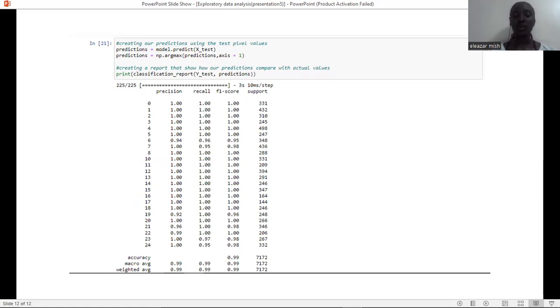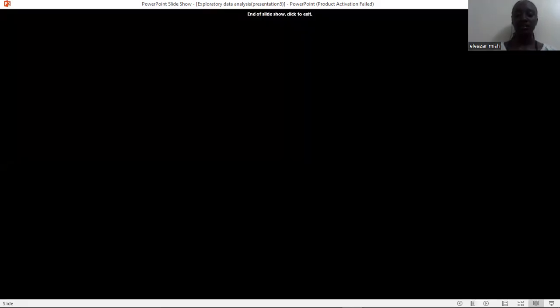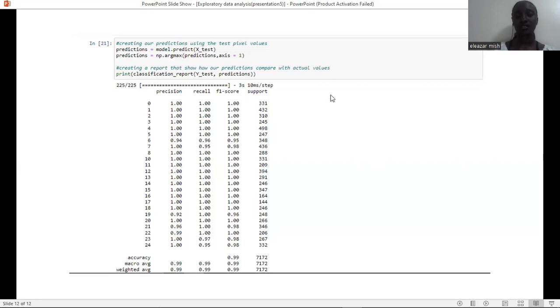So then we compare these different sets to get the accuracy of the model, which is what is shown in this output, how accurate the model is. So according to this, it's 0.99, which is basically 99% accurate. So my model is 99% accurate. And that's it. Thank you.